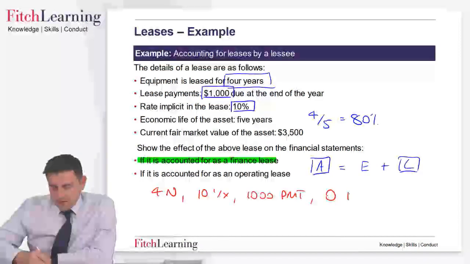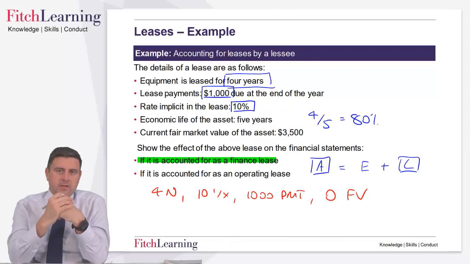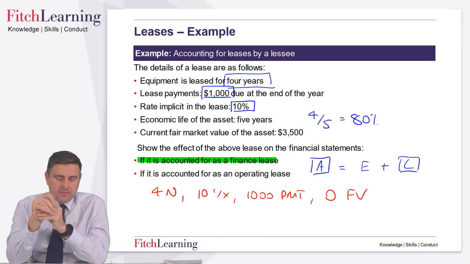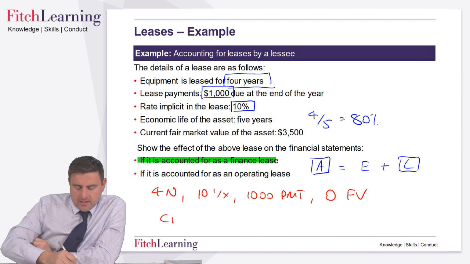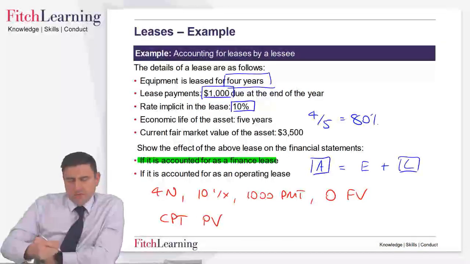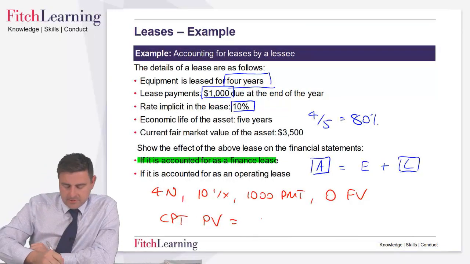You're going to owe nothing at the end. It's not like a bond where you pay off the nominal value. So you owe nothing at the end, so zero future value. And then what you're going to ask the calculator to do is compute the present value of all of those lease payments.